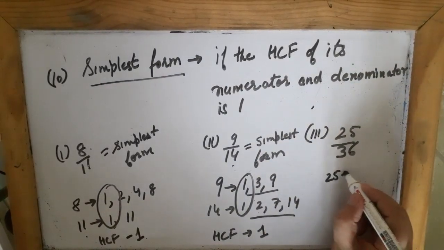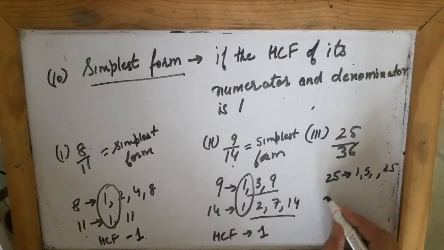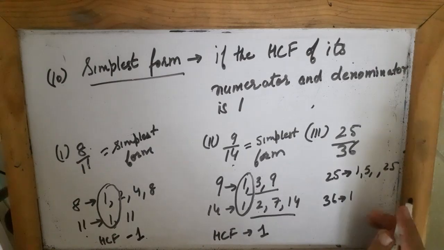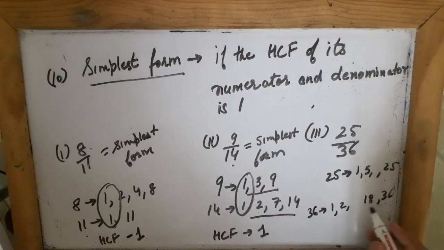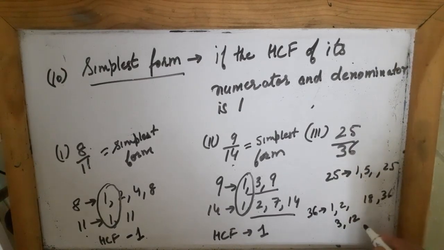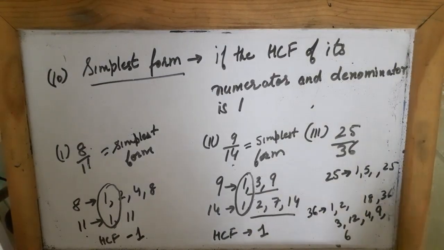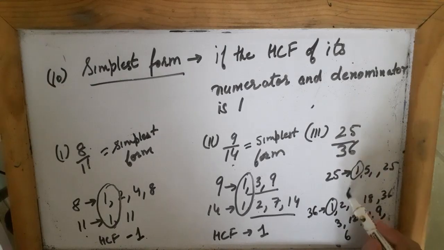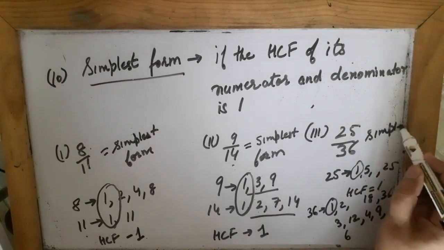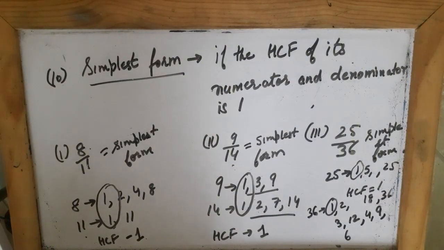Now let me take out the factors of 25. 1 25s are 25 and 5 5s are 25. So these are the factors of 25. And what are the factors of 36? 1 36s are 36, 2 18s are 36, and 3 12s are 36. Then 4 9s are 36, so 4 and 9 are both factors of 36. Then 6 6s are 36. Now which is the common factor? Among them only 1 is the common factor, so their HCF also is 1. So this also is in the simplest form, and you cannot reduce them by any number.